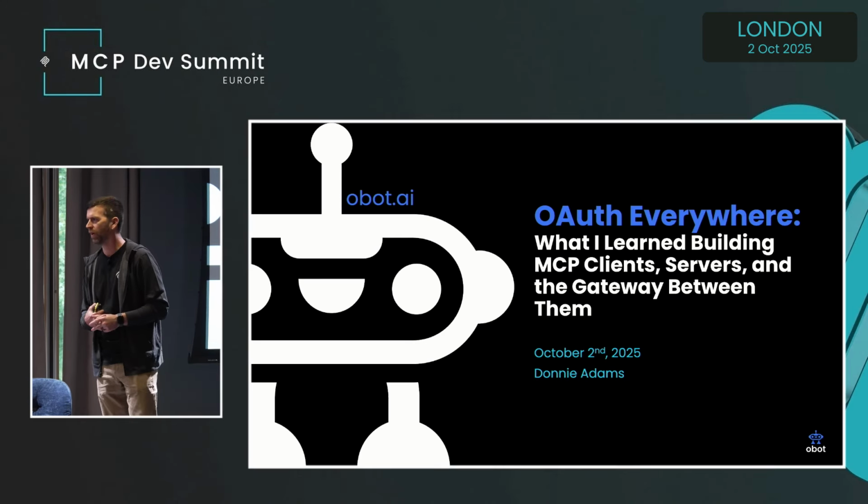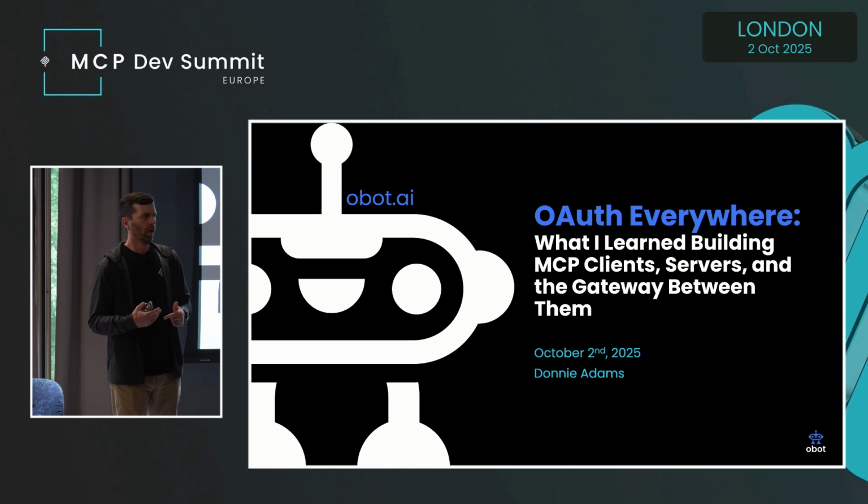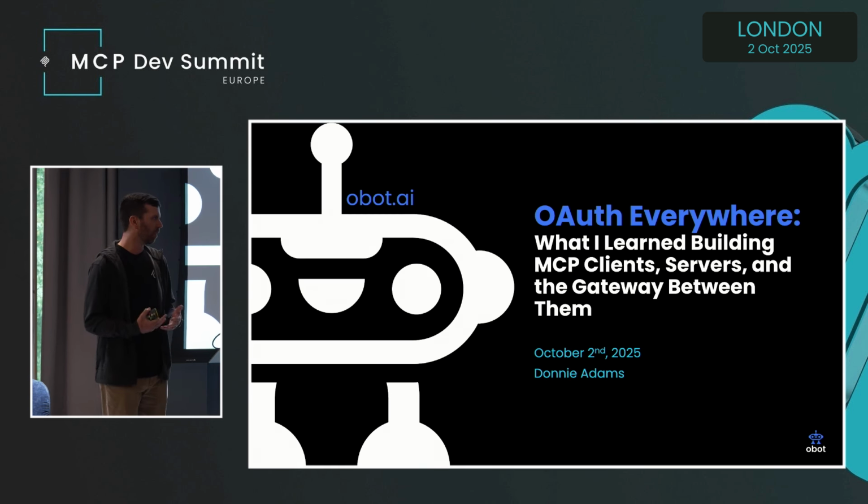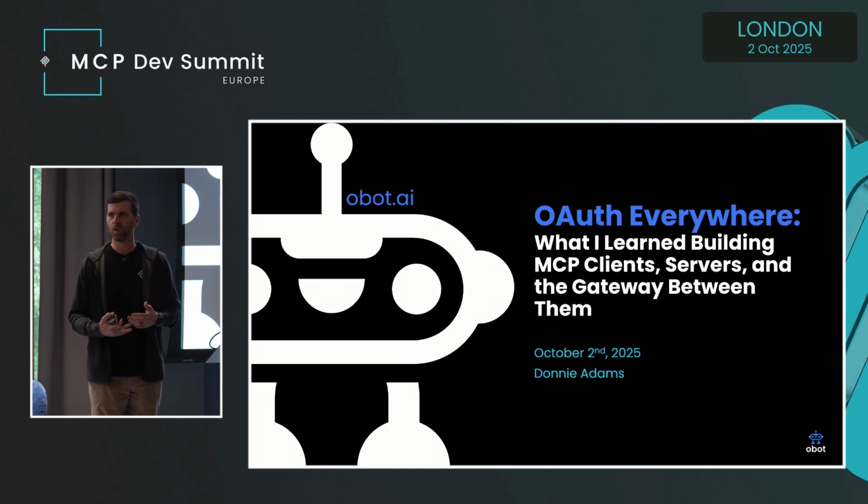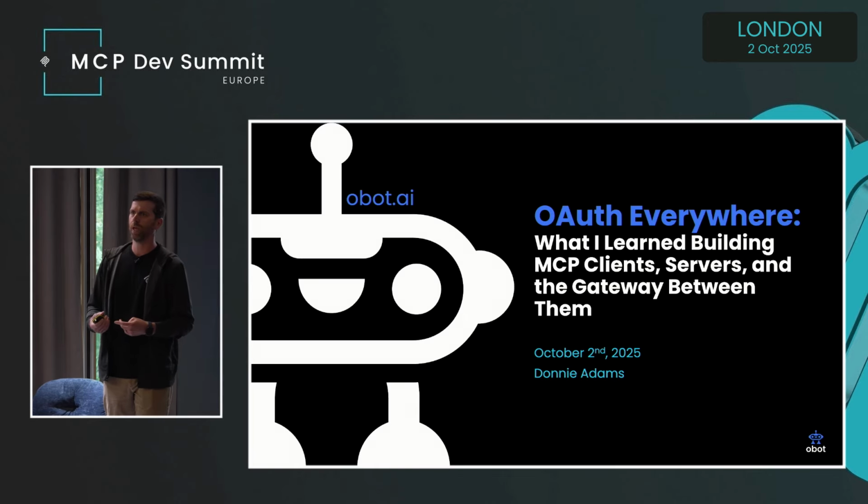We've been, just like the last two speakers, talking about MCP gateways, AI gateways. We are also at Obot AI building an MCP gateway. And as we've been building it, we've realized that the OAuth story in MCP has a long way to go. We've run into a lot of issues, a lot of technical problems, and a lot of user story problems. I wanted to share some of my learnings with you today.